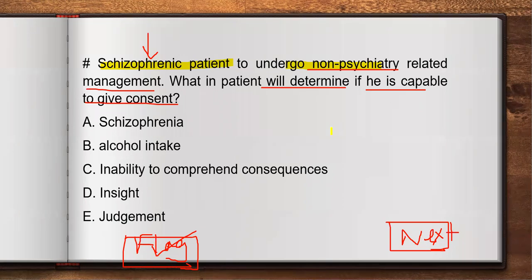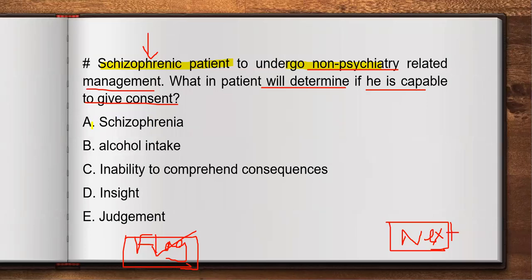Now, first of all, let's exclude options. First of all, a patient being schizophrenic doesn't make them unable to give consent. That's one of the very important things you should remember. Sometimes even if a patient is schizophrenic, if it is well controlled, the patient can understand the consequences, can understand what the procedure is going to be, and has the insight to give consent.